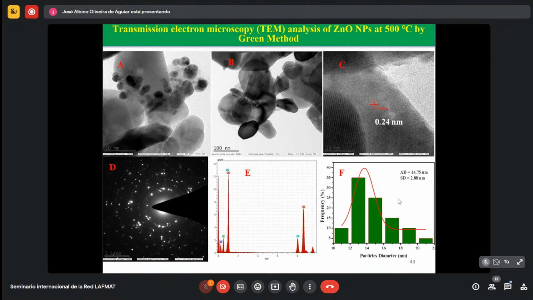D represents the SAED pattern showing the polycrystalline nature of the material. E represents the elemental analysis of the zinc oxide nanomaterial. F represents the histogram of the particle size distribution. The average diameter is 14 nanometers. Next.